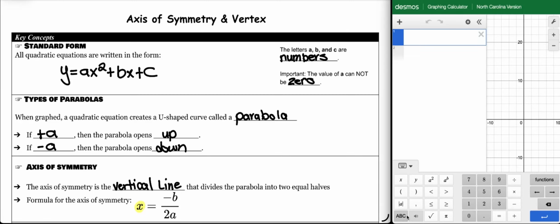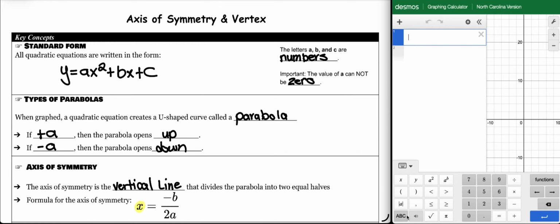All right, class. So today what we're going to be focusing on in this lesson is how to find axes of symmetry and vertex for a quadratic equation. Now, before we go into our examples, a couple things we need to go over is that a standard form quadratic equation is written in the format of y equals ax squared plus bx plus c.